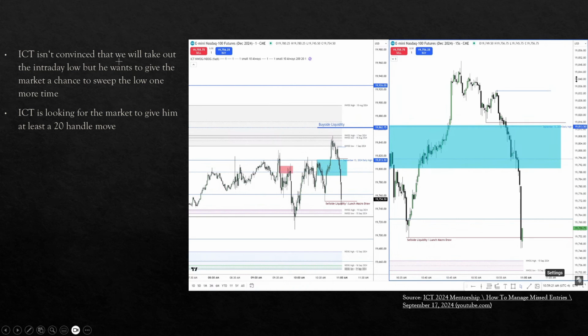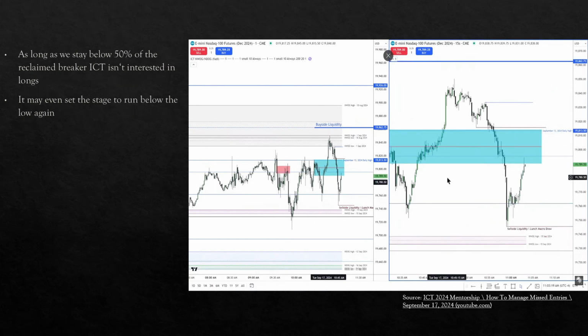ICT isn't convinced that we would take out this intraday low. He wanted to give the market one more chance to sweep the sell side liquidity right here, and he was looking for a 20 handle move for the market to give it to him. And as long as we stay below the 50% of this breaker, you can see we traded through it, and then the market ran this intraday low, and we're retracing higher back into it.